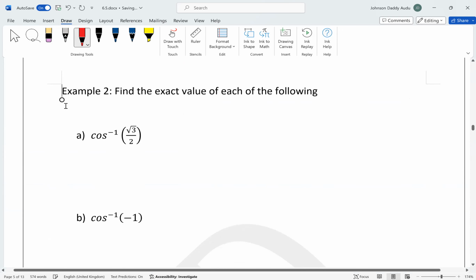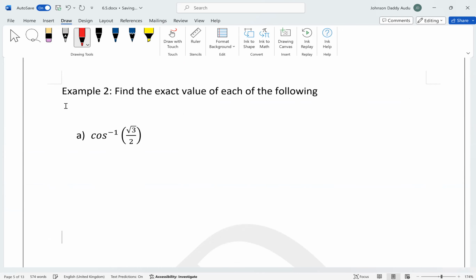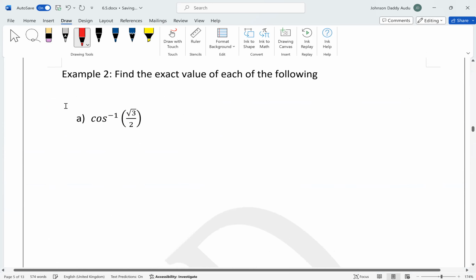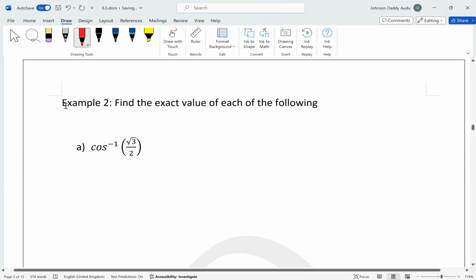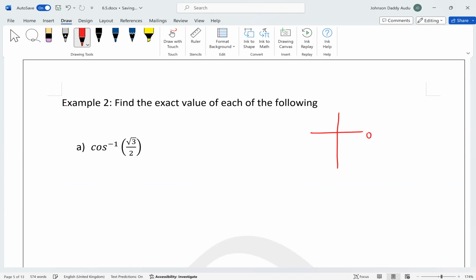So here, what do we do? The same procedure. Remember, this is cosine now, and we know that cosine inverse is either in the first or in the second quadrant. Simply because the range is from 0 to pi. So it's going to be just from either the first or the second quadrant.